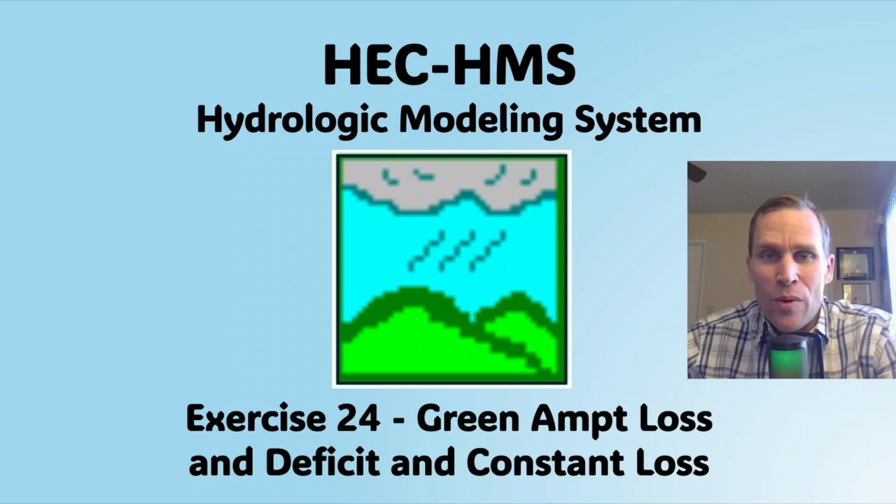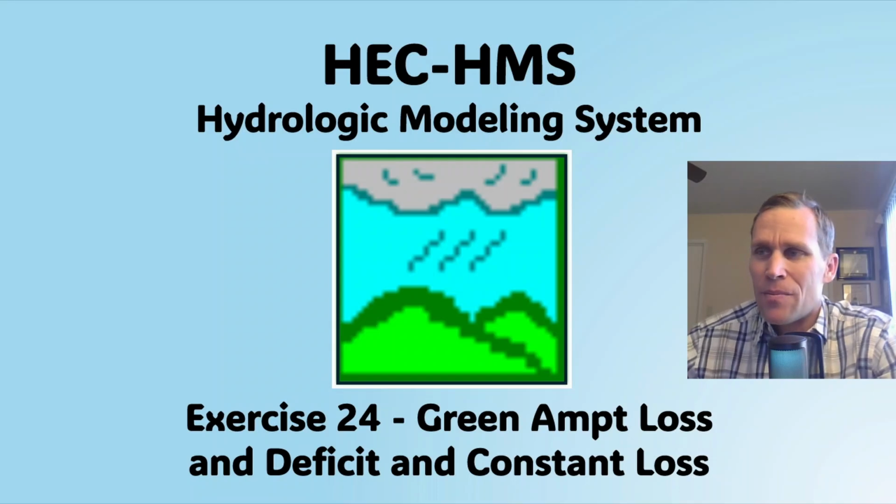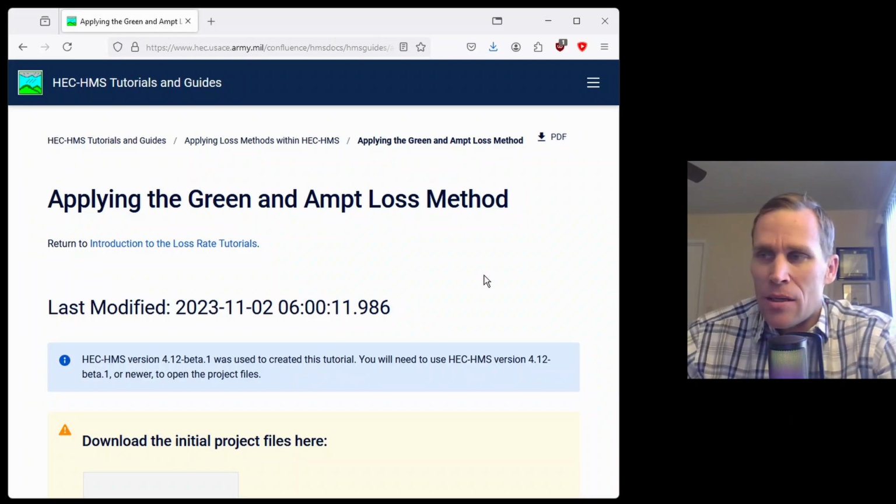And in this exercise, we are going to be working with the Green-Ampt loss method as well as the deficit and constant loss method. We'll be using these two different loss methods and changing the parameter values such that we want to match an outflow hydrograph that's observed using our computed results from HMS.